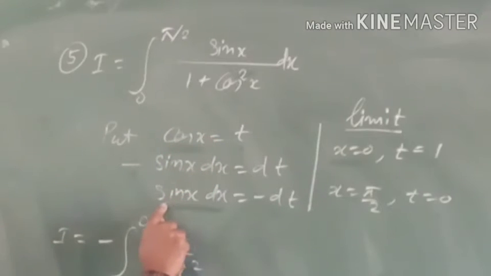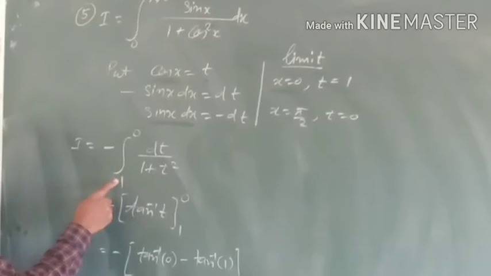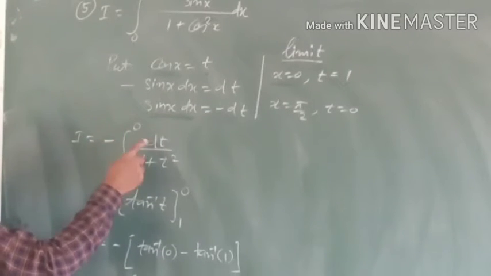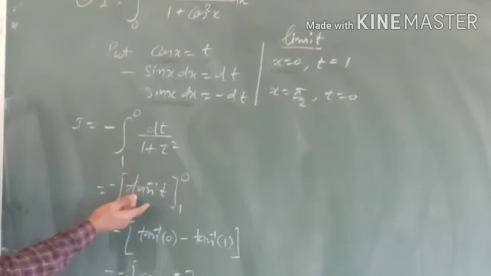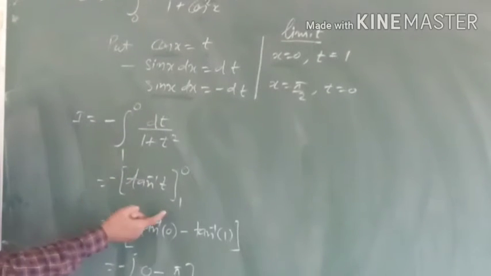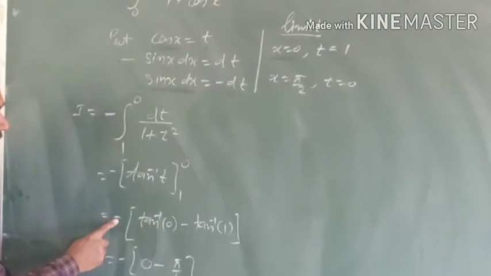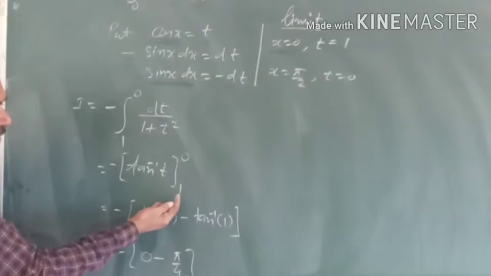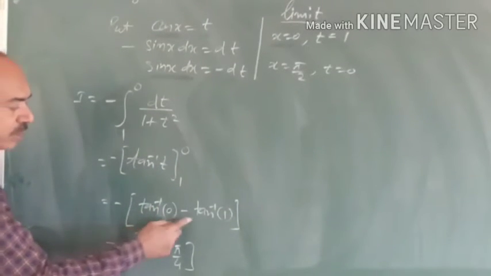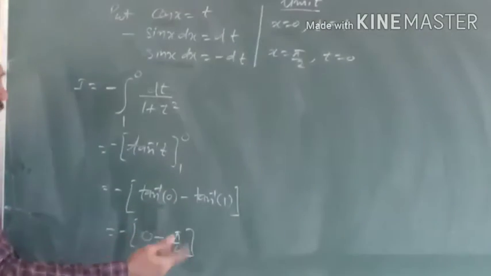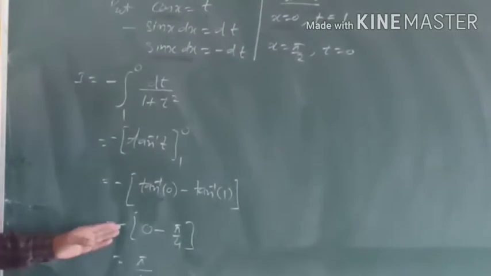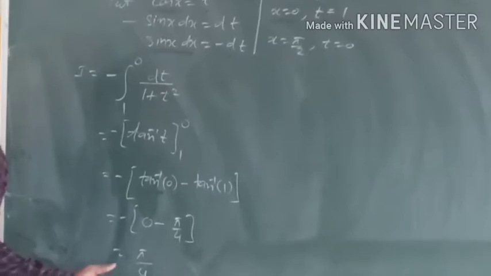So in place of sin x dx, write minus dt. The minus sign is here, the limit is 1 to 0, dt upon 1 plus t square, and its integral is tan inverse t, with limit 1 to 0. With the minus sign, take upper limit minus lower limit. So tan inverse 0 minus tan inverse 1. Tan inverse 0 is 0, and tan inverse 1 means 45, that is pi by 4. When we open the bracket, you will get pi by 4.